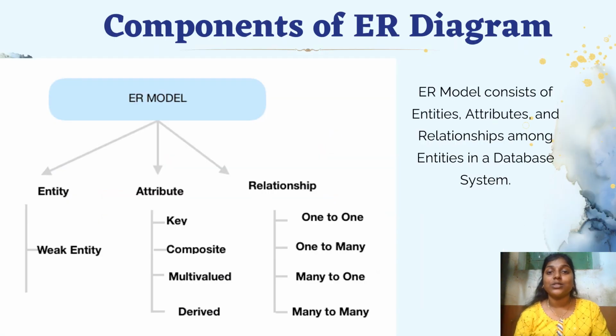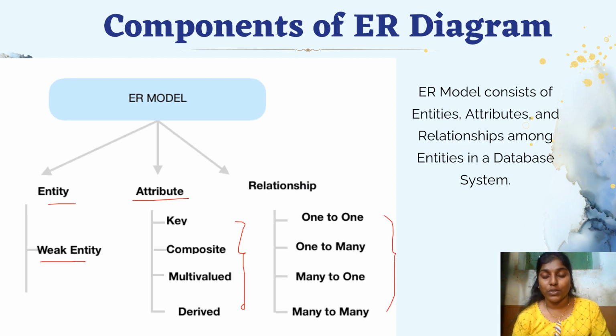So let us learn about the components of the ER diagram. The ER model consists of entities, attributes, and relationships among entities in a database. An entity is divided into mainly two types, strong entity and weak entity, and attributes are divided into mainly 4 types: key, composite, multi-valued, and derived. And relationships are also 4 types: one to one, one to many, many to one, and many to many. Let us discuss them in depth in the next few slides.